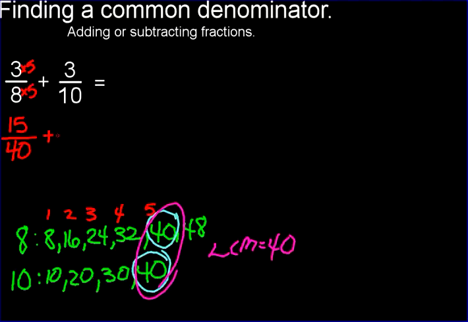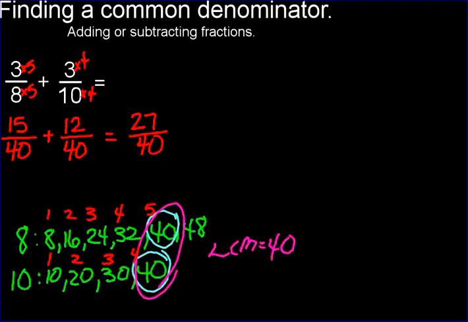And then for your other fraction, 3/10, to change the denominator to 40, we multiply 1, 2, 3 times 4. So 10 times 4 gives me 40. Multiply top and bottom by 4, and you wind up with 12 over 40. Now you can add your fractions together. 15 plus 12 gives you 27, and the denominator stays the same. So least common denominator helps to add or subtract fractions by finding a common denominator.